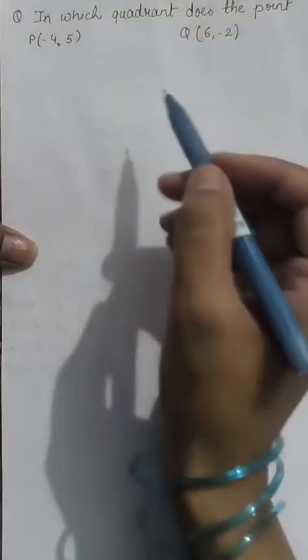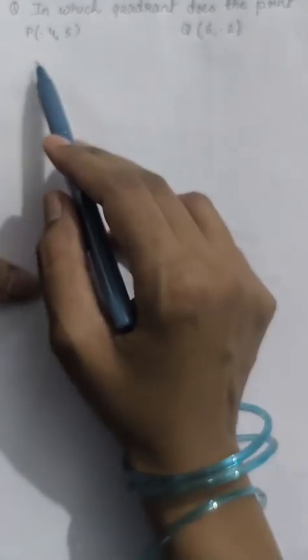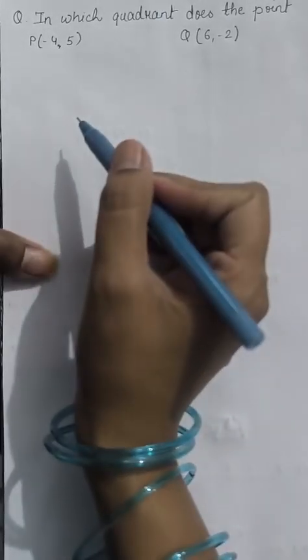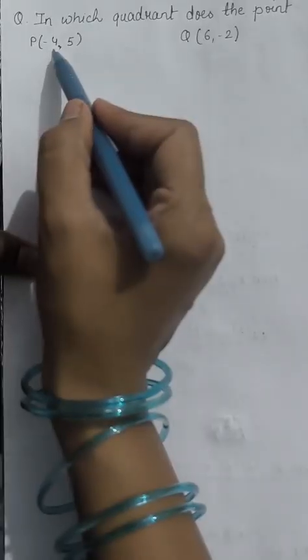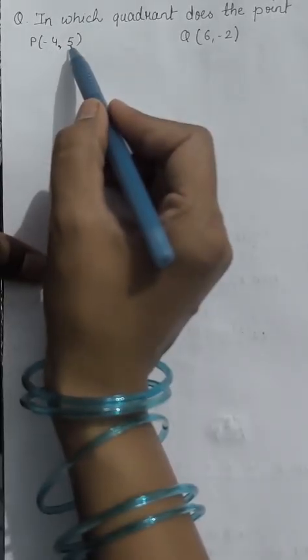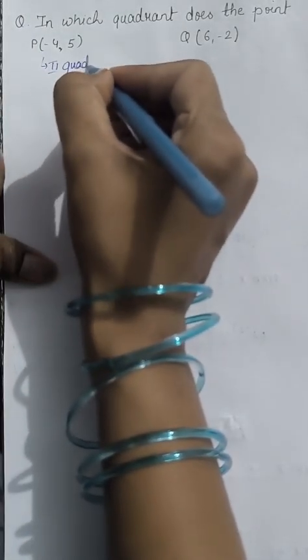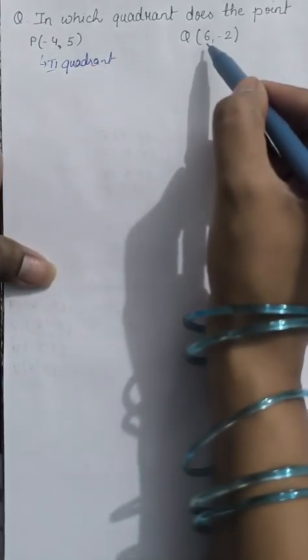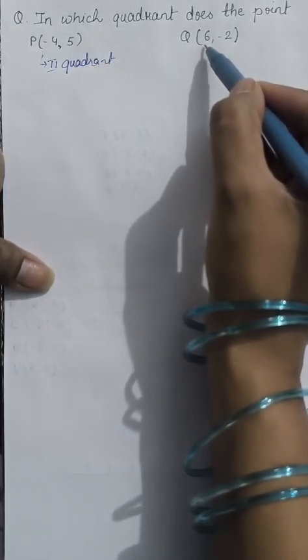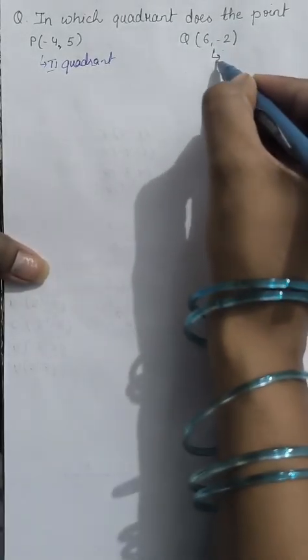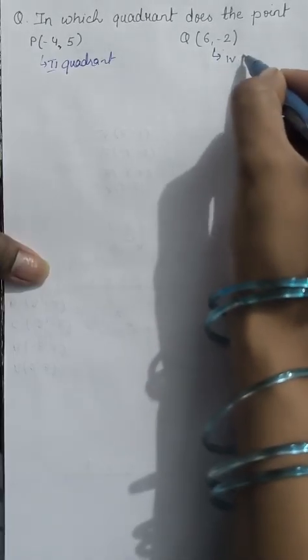Let's do practice. In which quadrant does the point P (-4, 5) lie? Just pause the video and give me the answer. Just remember, x is negative but y is positive. Yes, this lies in the second quadrant. Now the next point is (6, -2), means your x is positive but your y is negative. Just pause the video and give the answer. Yes, the answer is the fourth quadrant.